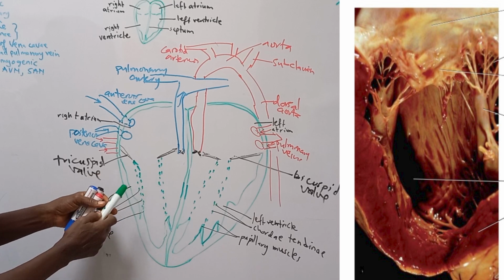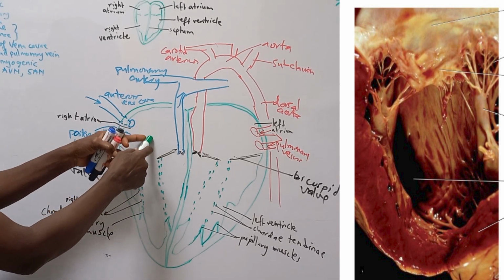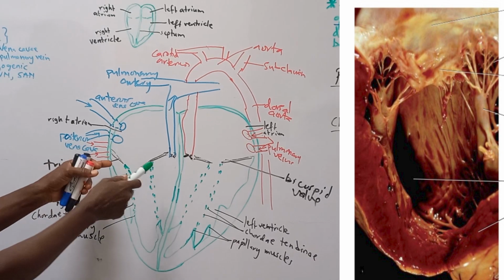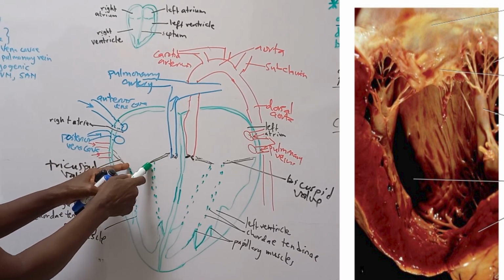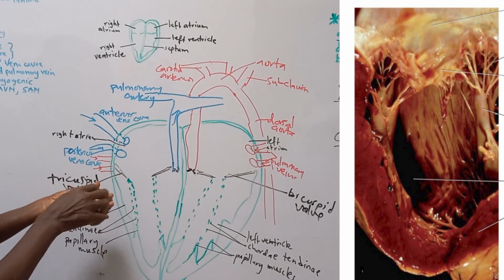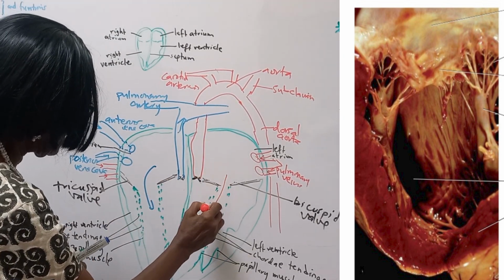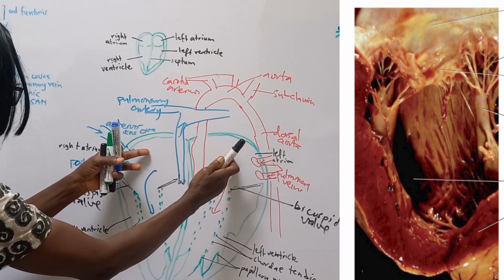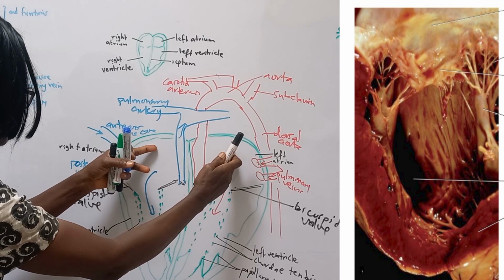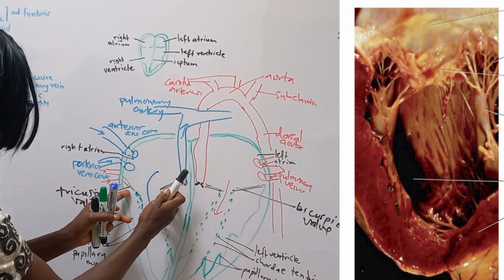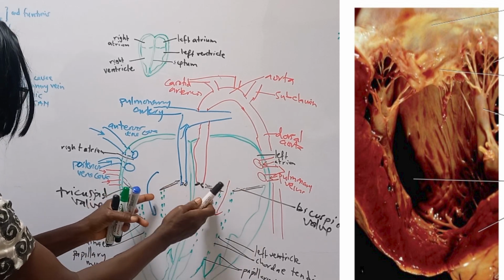What happens is that when blood flows from the atrium into the ventricle, these atrioventricular valves open to let blood flow from here into here. The valves open to allow blood to flow. So the atria contract and blood flows from the atria into the ventricle while the valves are open.